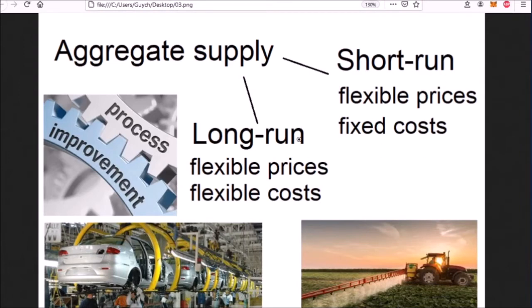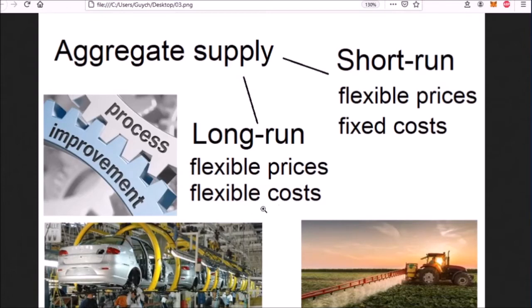And we define the long run as the time frame long enough, whatever it is, perhaps it's over a year, perhaps it's over 2 years, it depends on the actual industry. But in either case, the long run is the time frame that is long enough for basically all price levels and all levels of costs to be flexible.